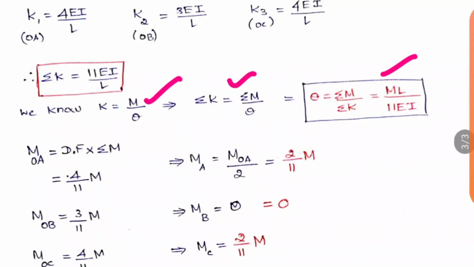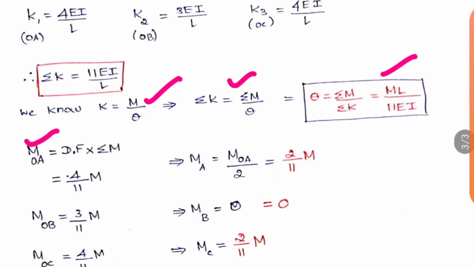The second question is to find the moments at the supports A, B and C. So now we want to apply the distribution factor concept here. If you take moment at OA, moment at OA and moment at A are different. Remember that OA means we are taking from the support, and MA means it is the moment at that fixed end.